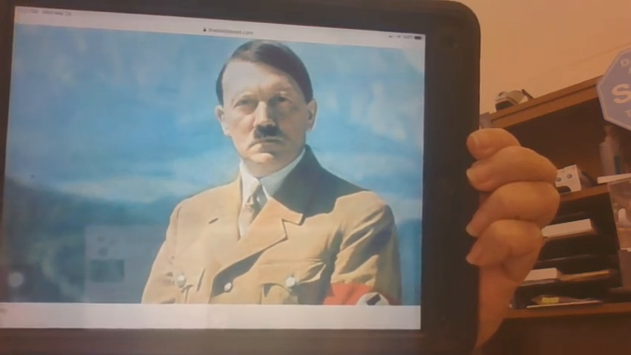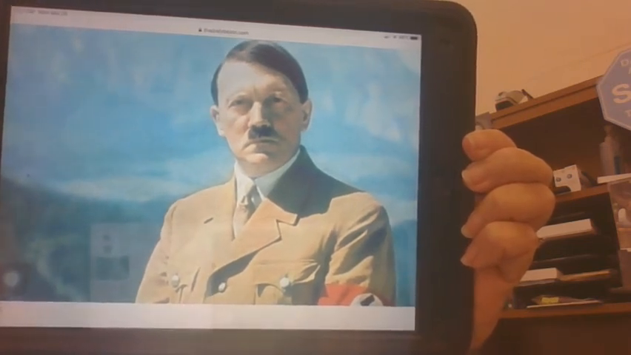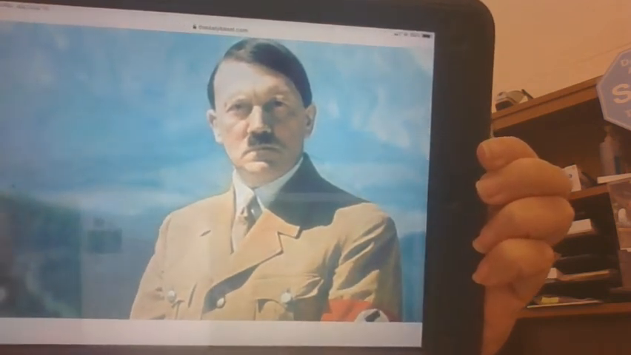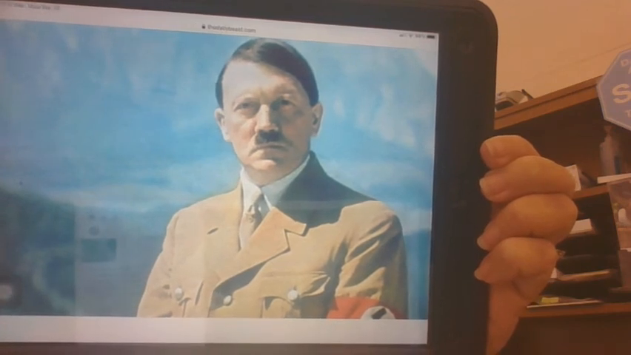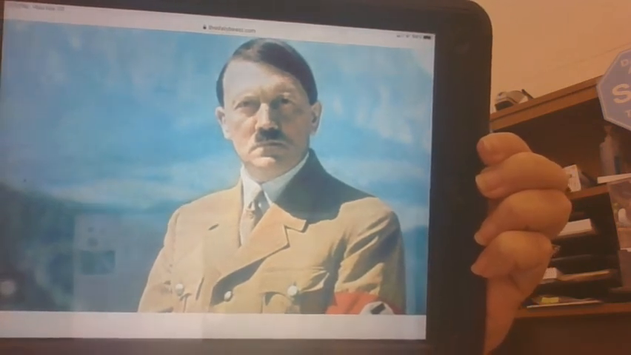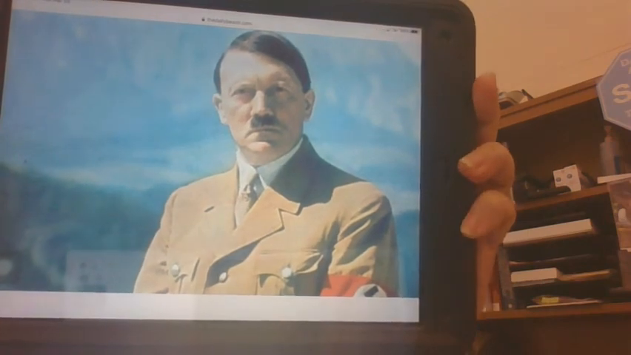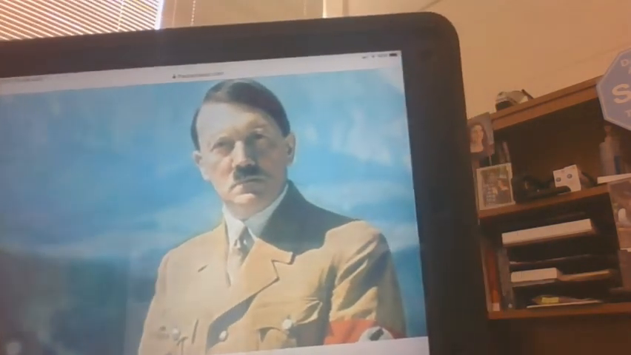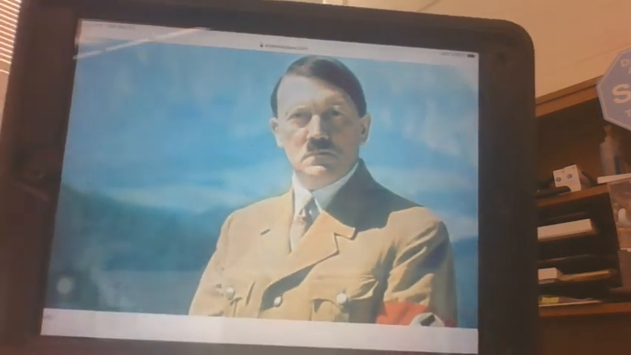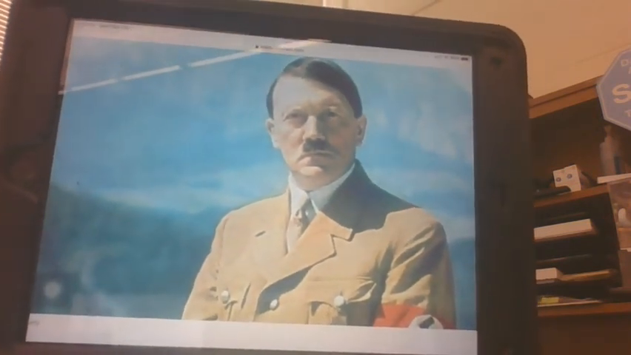He's promising a car for every citizen, that they'll be able to afford one. So their economy starts to rise and people are working. He rebuilt the military and he did stop the reparation payments. So he's violating the Treaty of Versailles. And a lot of the German people don't mind because they did not agree with it.